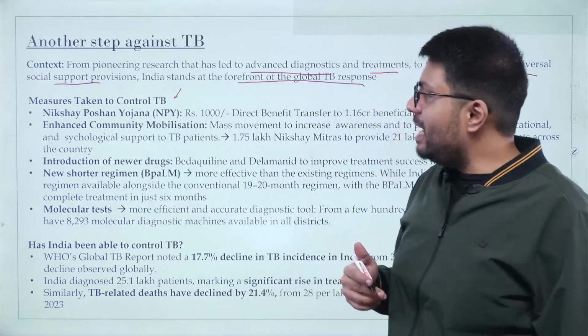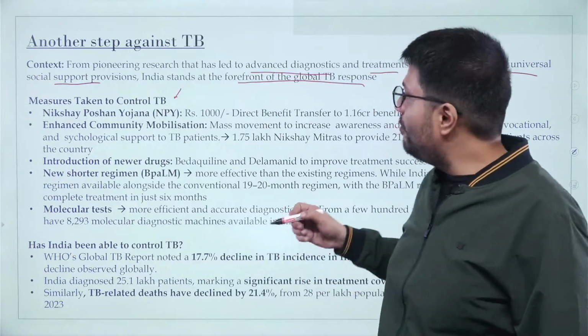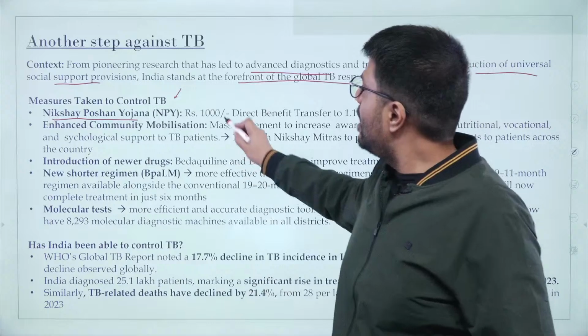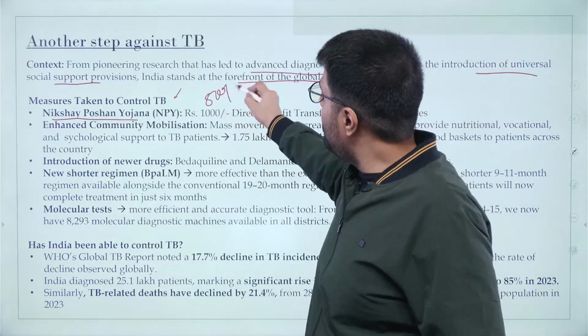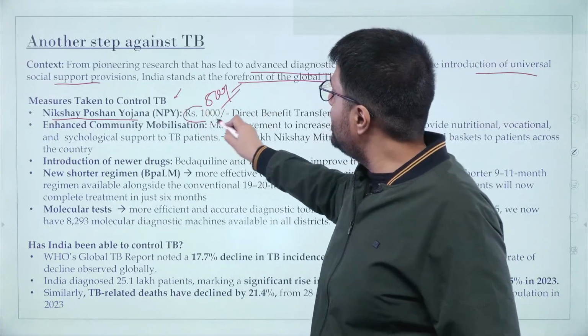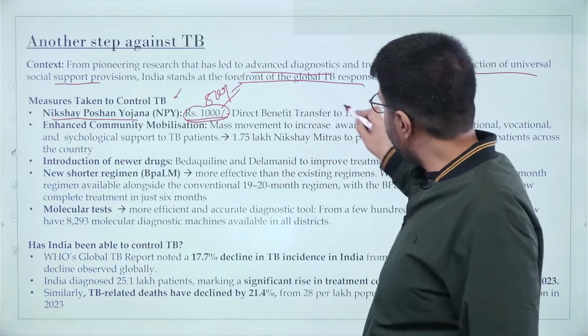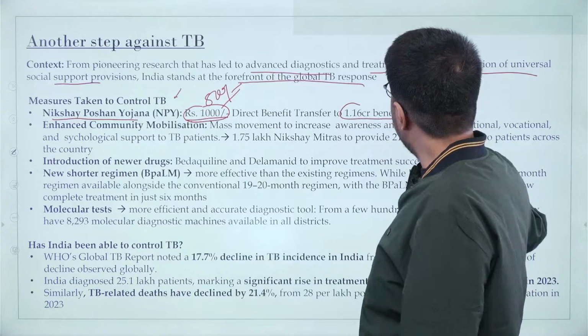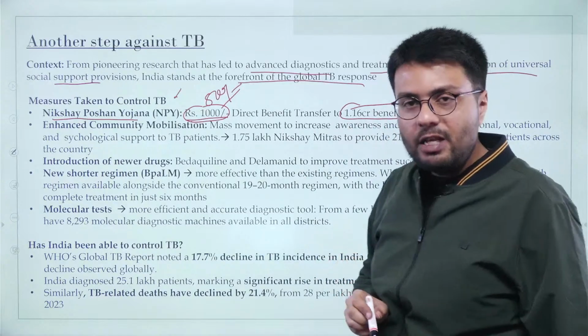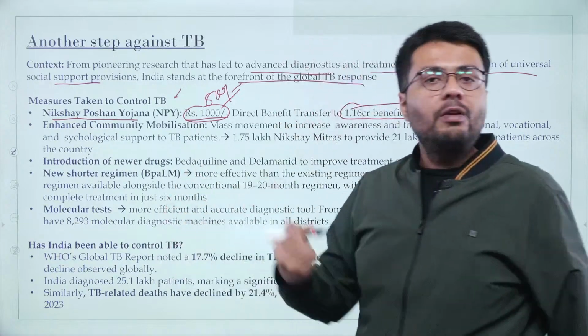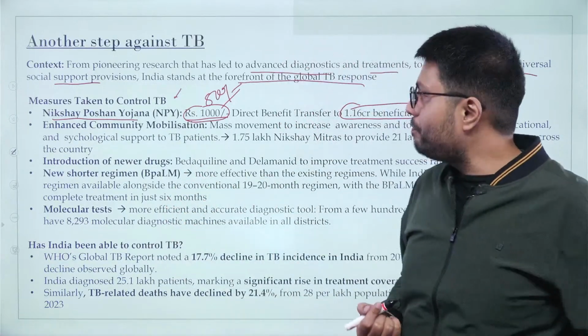First is a support scheme called Nikshay Poshan Yojana, where earlier 500 rupees was given. Now it has been doubled to 1000 rupees, and this money is sent directly into the bank accounts of 1.16 crore beneficiaries, and it is intended to give them the nutrition necessary to fight TB.